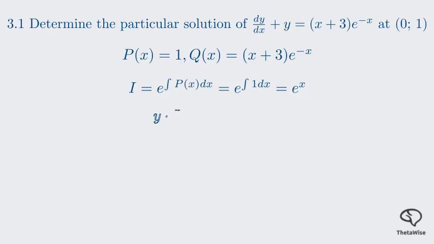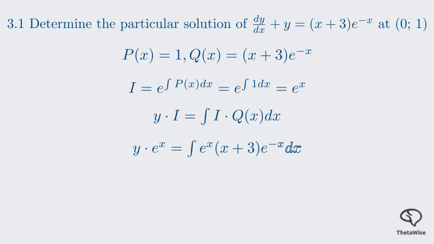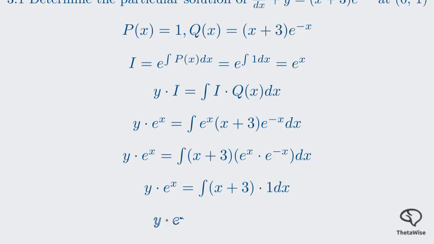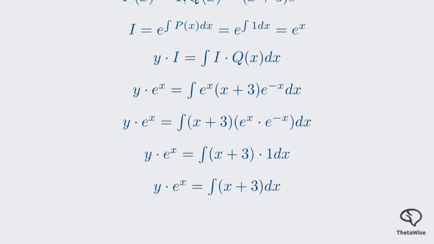Now we can write the general solution formula. I times y equals the integral of I times q(x). Y times e to the x equals the integral of e to the x times x plus 3e to the negative x dx. Let's simplify the integral. E to the x times e to the negative x is e to the 0, which is just 1. So the integral becomes the integral of x plus 3 dx. This is a very easy integral to solve. The integral is 1/2 x squared plus 3x. Don't forget the constant of integration, c. This is our general solution.